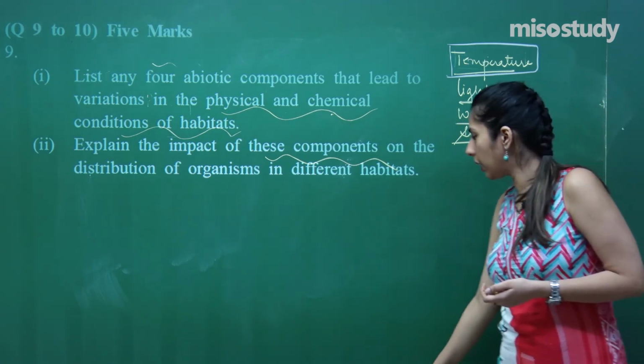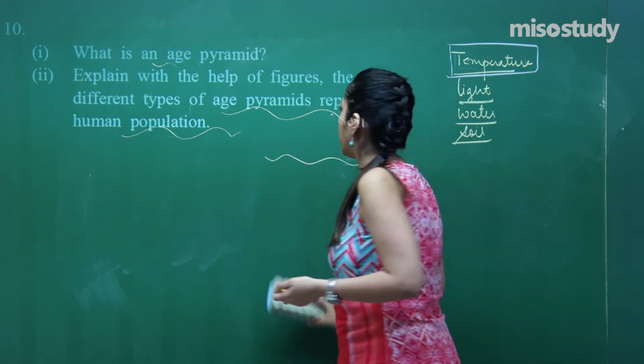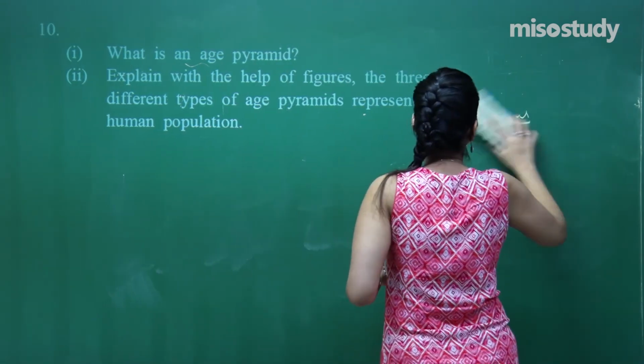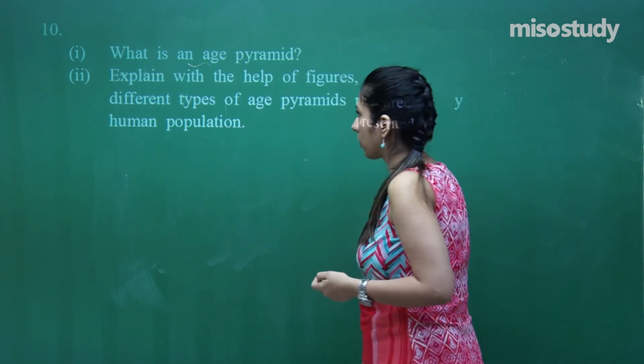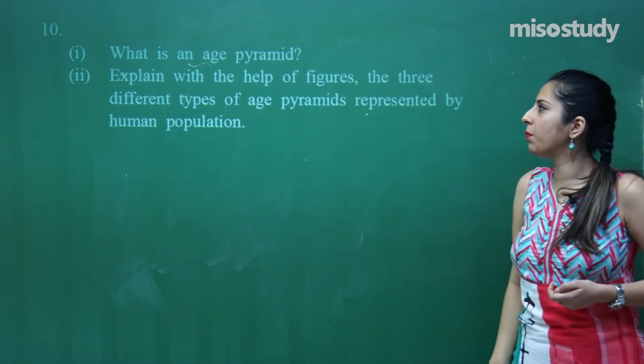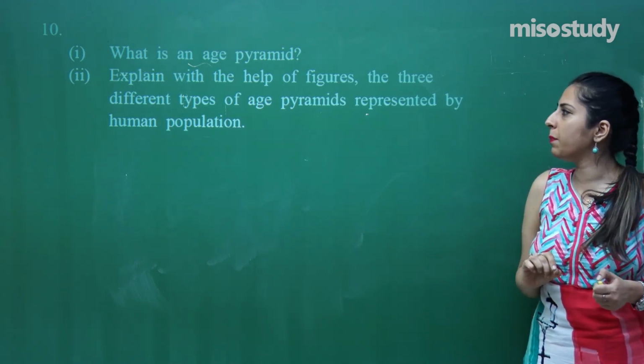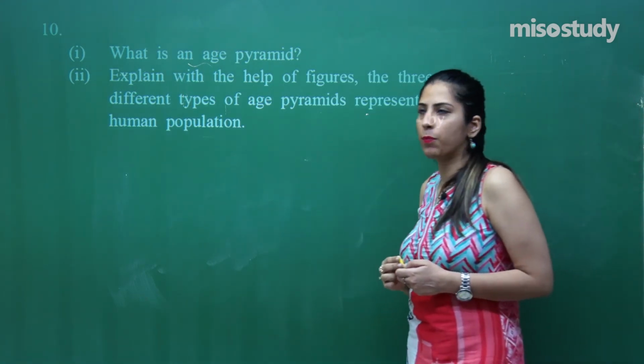Now let's move on to the next question. Question number 10. What is an age pyramid? Explain with the help of figures the three different types of age pyramid represented by human population.